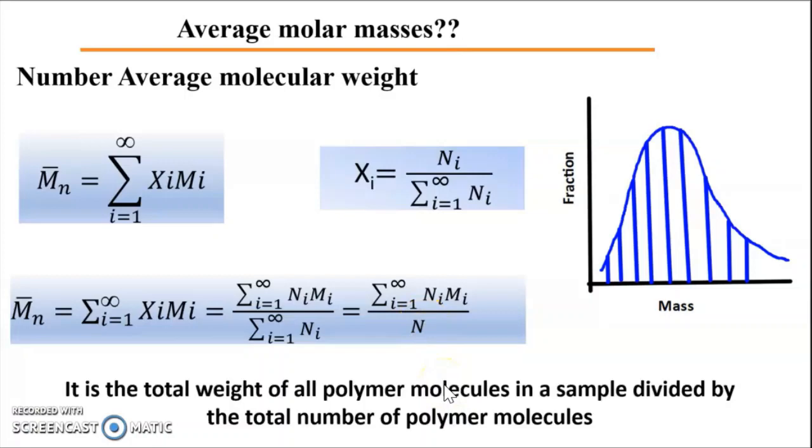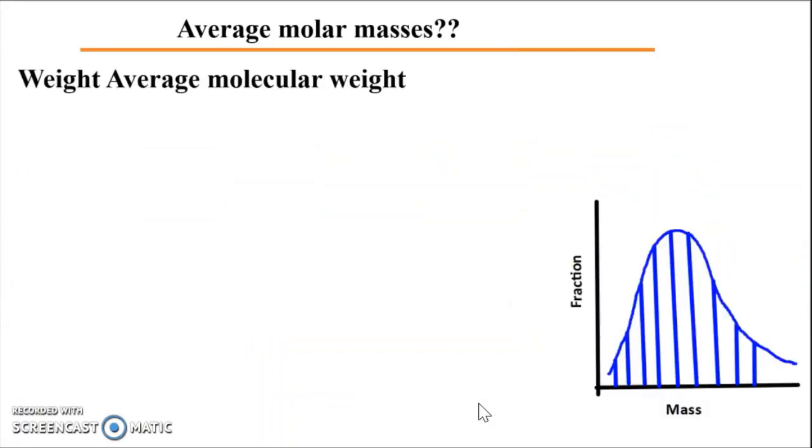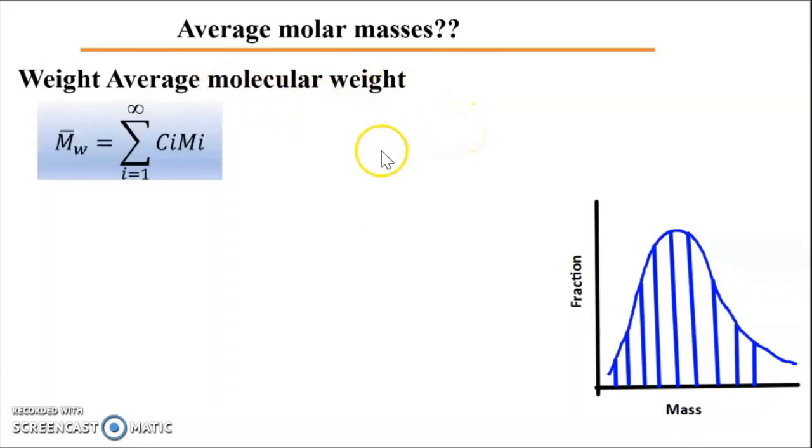So this Mn is the total weight of all polymer molecules in a sample divided by the total number of polymer molecules. Instead of the summation of niMi, I can put W, which is the total weight of all polymer molecules in a sample. And in addition to this number average molecular weight, we can define the weight average molecular weight, which is Mw.